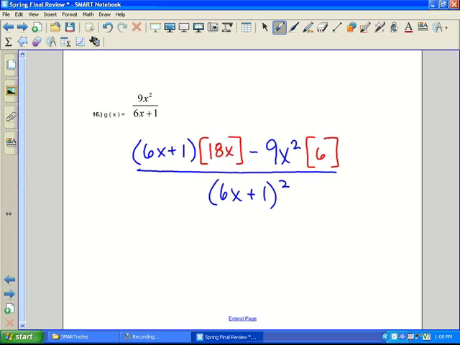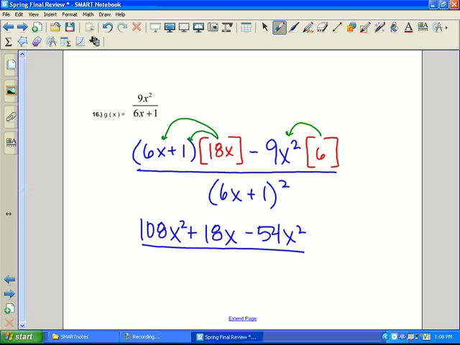Alright, so this is the end of the quotient rule portion. It's just a matter of distributing. So of course I'm just going to multiply those together. This goes to both. So I've got 108x plus 18x minus 54x squared. It's x squared too, sorry about that. And this is all going to be over 6x plus 1 squared.